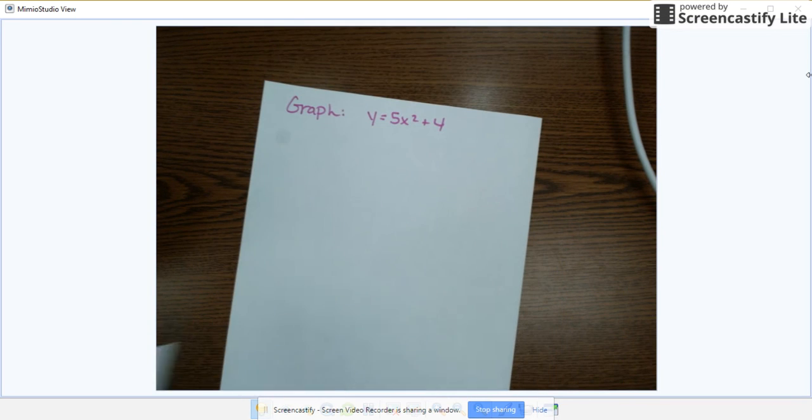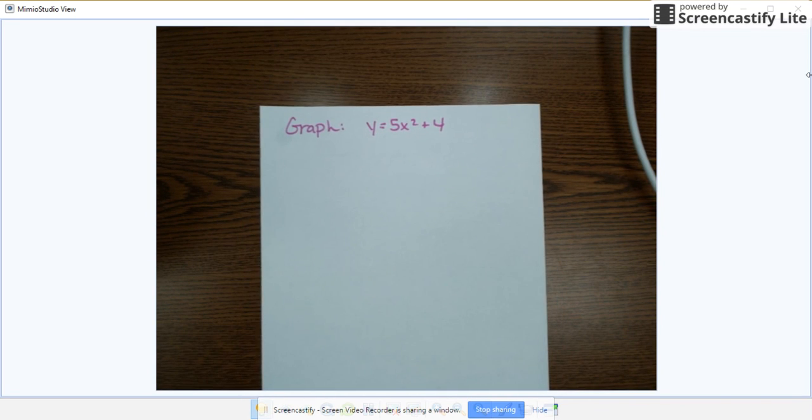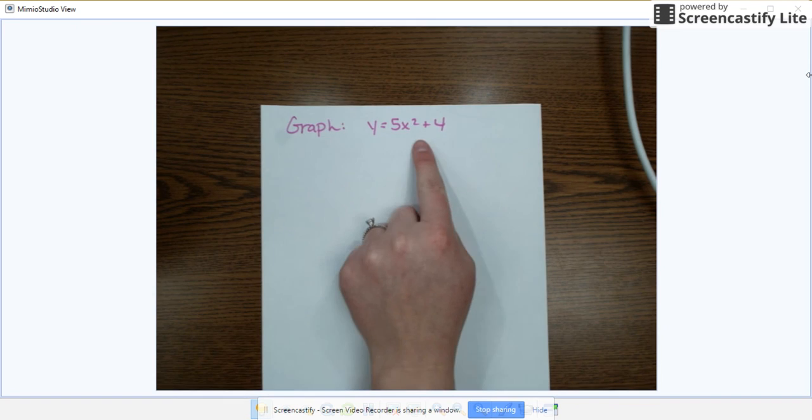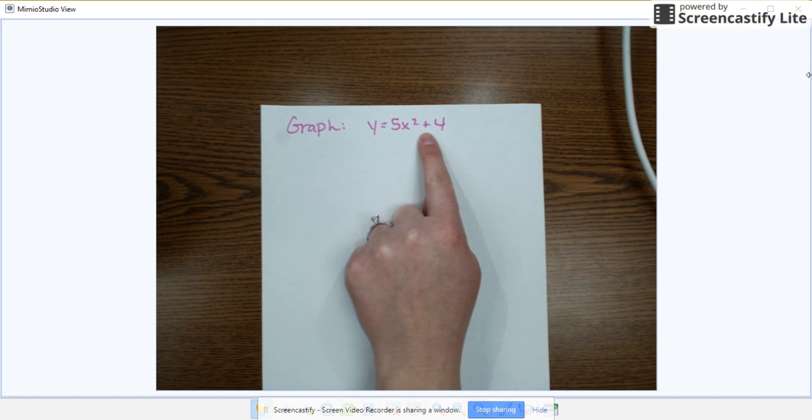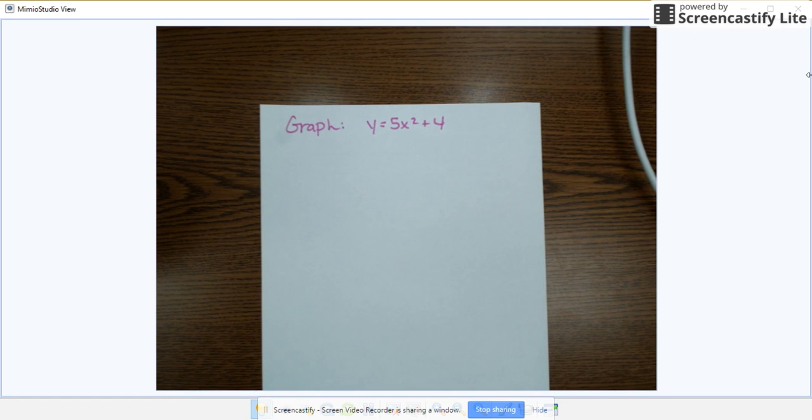And then I would also like you guys to just practice by graphing 5x squared plus 4. Notice you don't have an x term, so your b value would be 0. So practice that graph, please.